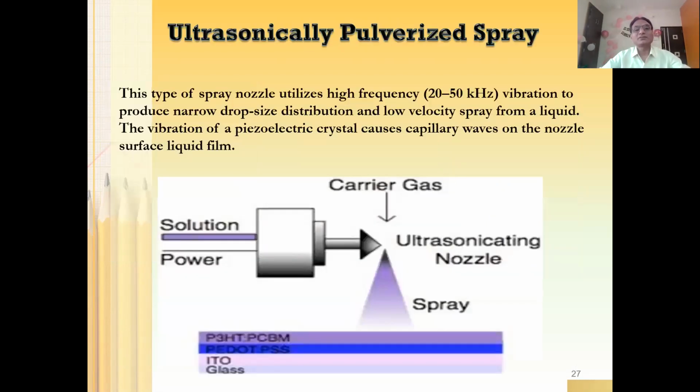The next is ultrasonically polarized spray. Now, what is this? This type of spray nozzle utilizes high frequency of vibration to produce narrow drop size distribution and low velocity spray from a liquid.